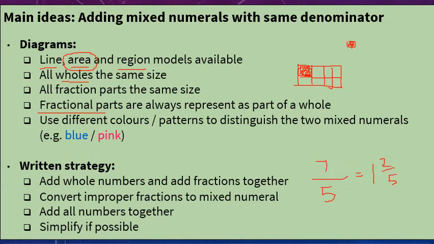Then you add all the numbers together and then simplify if possible. So here we've got, for example, 2 and 4/6. I can simplify the fractional component by dividing it by 2. So 4 divided by 2 is 2, and 6 divided by 2 is 3. So that's a simplified version. They both mean the same thing. 2 and 4/6 is the same as 2 and 2/3.